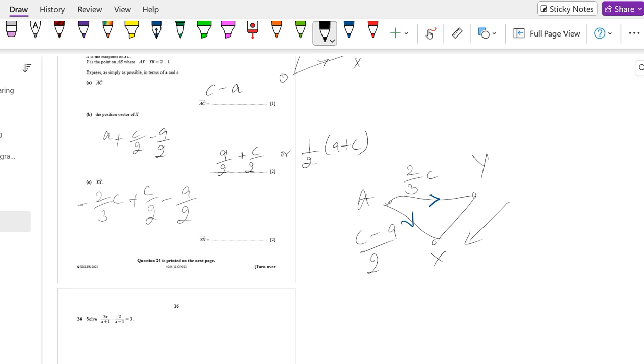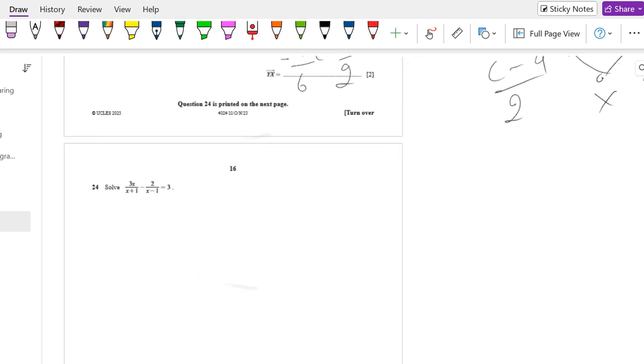So if you can cross multiply, so it would be minus 4c plus 6c would be 2c by 6. 2 by 6 would be 1 by 3c. Sorry, this would be 4, this would be 3. So minus 1 by 6c minus a by 2.